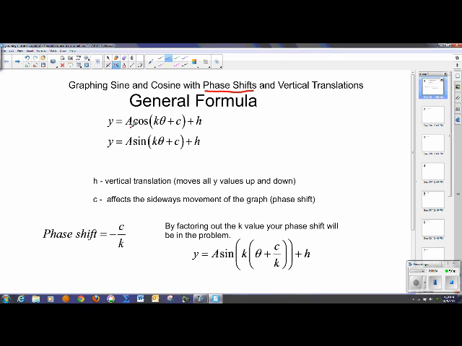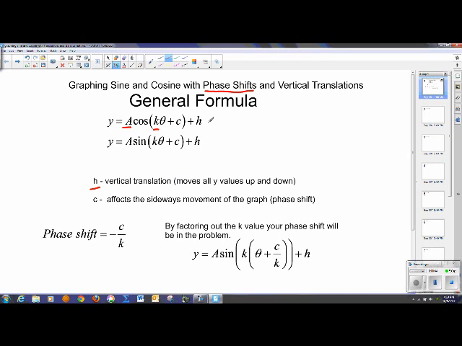We've already dealt with the A values and the K values. Those were more like multipliers. They affected how tall the graph went and how low it dropped. K talked about where the period was, whether it stretched the period out or squeezed the period in. Today it's H and C.